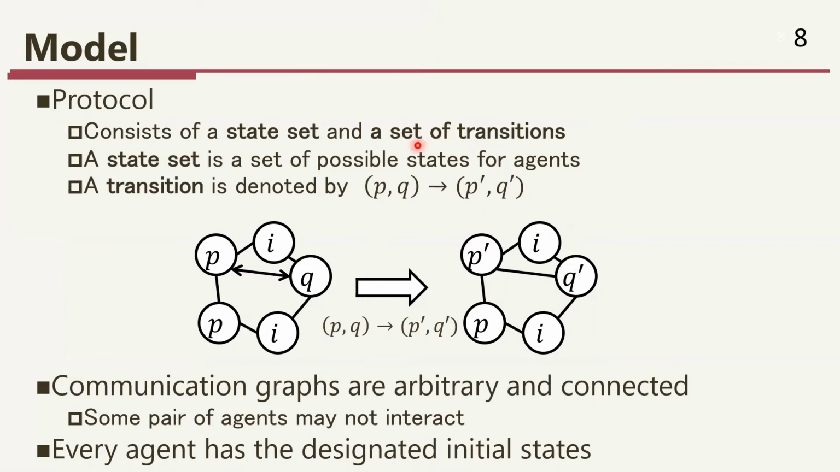This set of transitions includes transitions for each combination of states. And we consider a protocol with arbitrarily connected graphs. That is, some pairs of agents may not interact. In addition, we assume that every agent has the designated initial states.